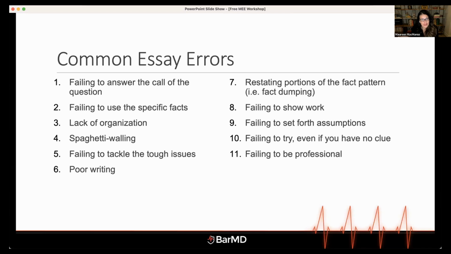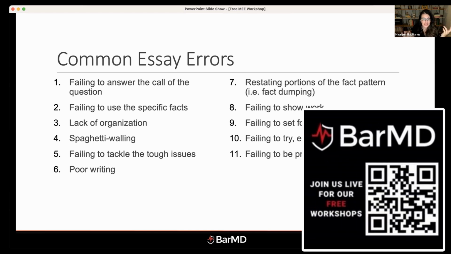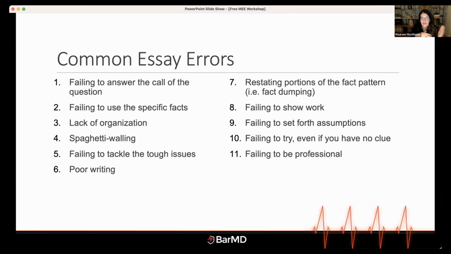Nine is failing to set forth assumptions. So if there is a fact that is missing, for example, if you're in civil procedure and you're doing a personal jurisdiction analysis, if you don't know if you have a long arm statute, then you need to set forth an assumption saying, assuming we have an unlimited long arm statute, then the court would apply the constitutional test. So set forth assumptions where they're necessary. You don't do this a lot, but you do need to see it.